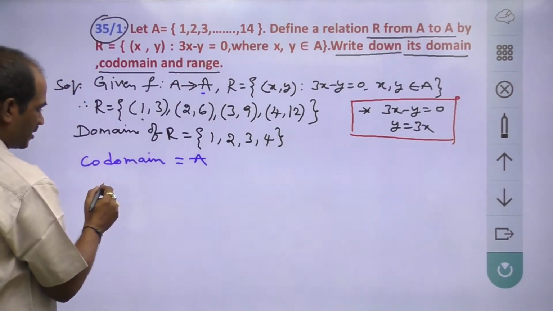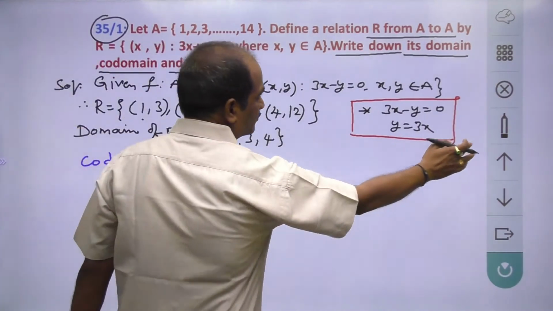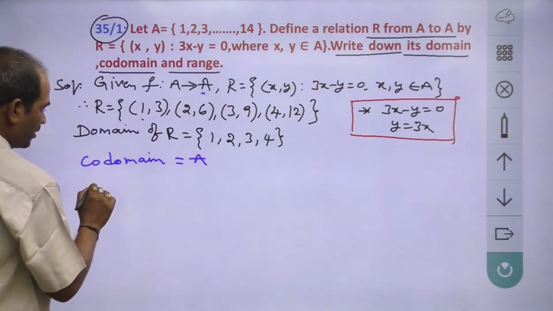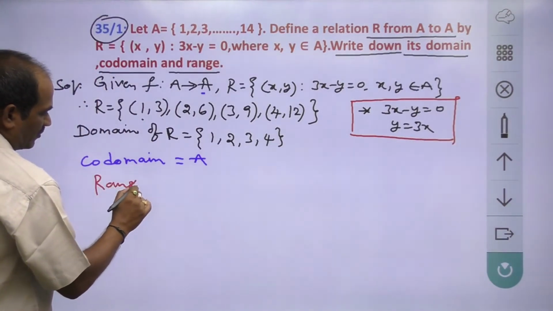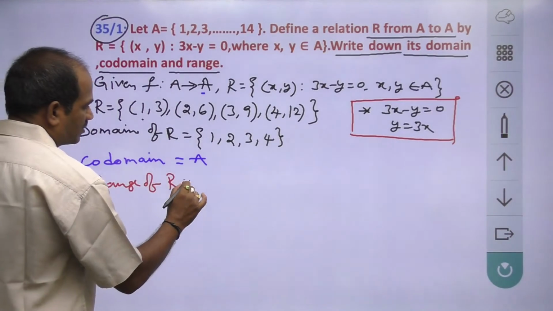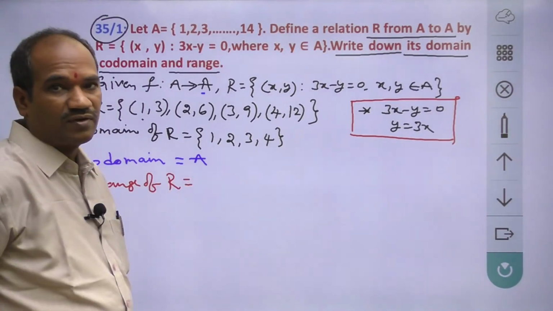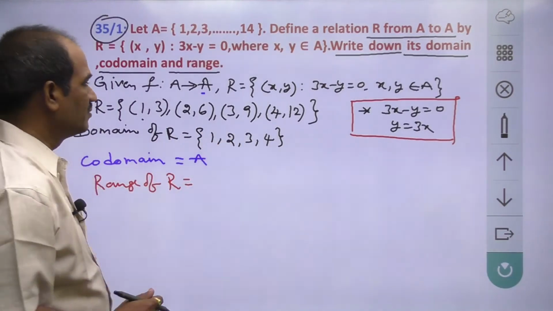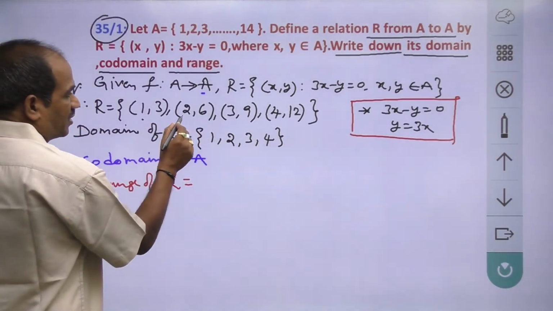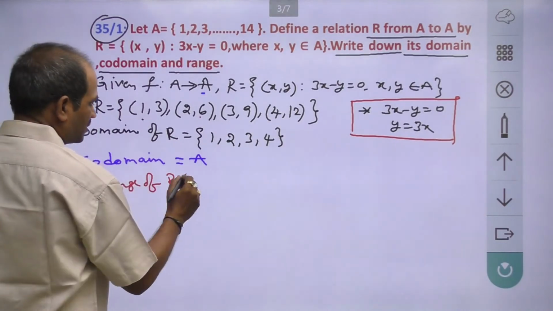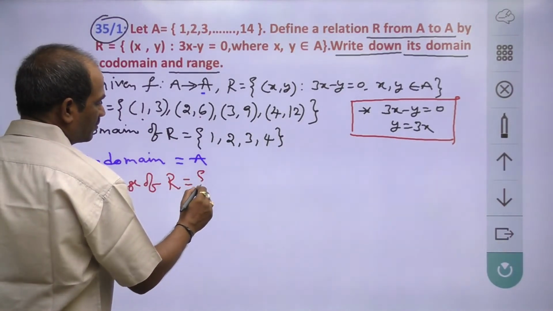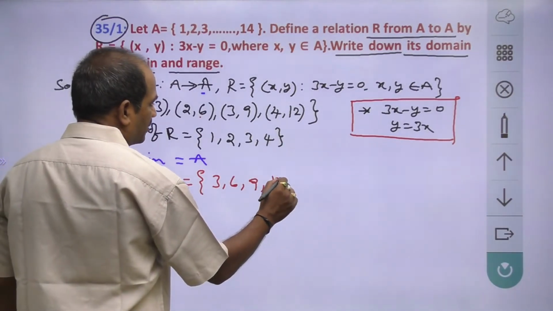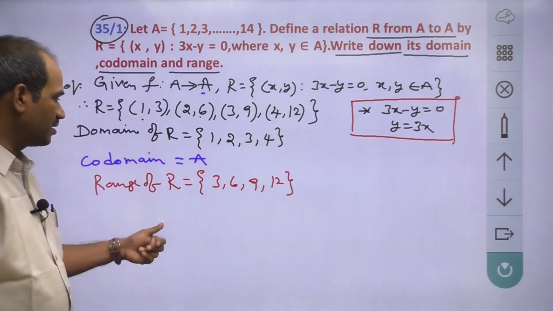Next, the range. Range of R is the set of all second elements of the ordered pairs in the relation from A to A. The second elements are 3, 6, 9, 12. This is the range: 3, 6, 9, 12.